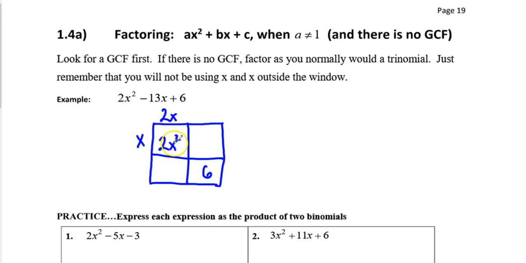Now, the numbers that go here, this is where it gets a little more complicated. The numbers that go here are not necessarily factors of 6, because they also need to be factors of 2. So I need to actually look for numbers that are factors of 2 times 6. Okay? 2 times 6. So when I come over here and make my list, it's of 12. So I'm looking for factor pairs.